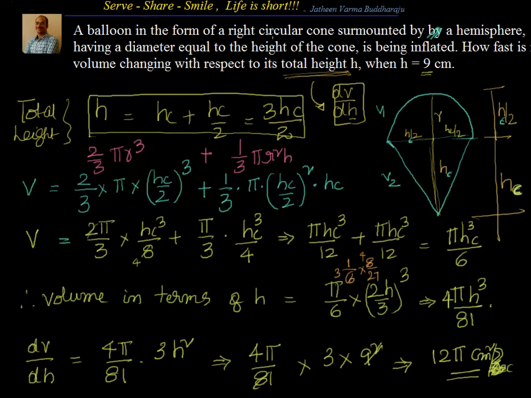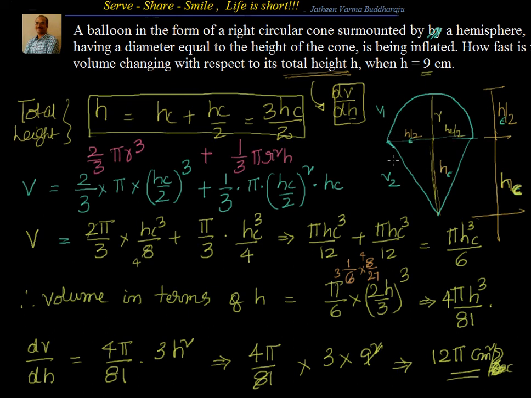Let me repeat this. A balloon in the form of a right circular cone surmounted by a hemisphere having diameter equal to height of the cone is being inflated. So what we have been given is there is a balloon which is having hemisphere and cone. The height of the cone and the diameter of the hemisphere or diameter of the cone both are equal. So if diameter is equal to height of the cone, then radius will become half of it. Let us say the height of the cone is hc, then the radius of the cone is hc by 2. Not only that, the hemisphere radius is also equal to hc by 2.